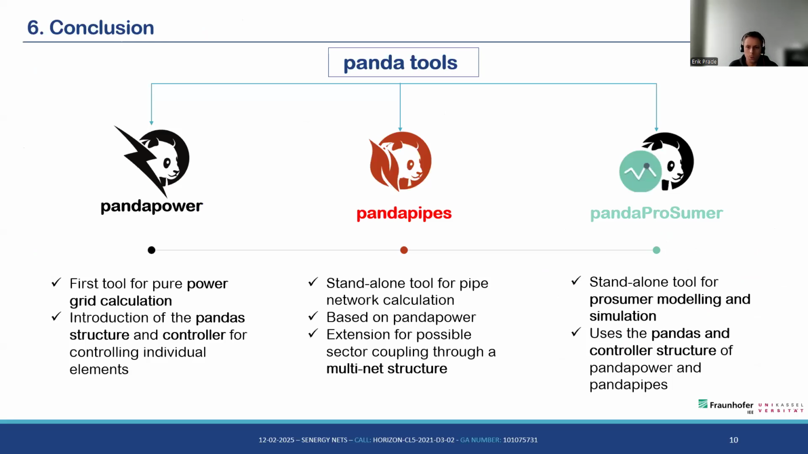So the conclusion, we have these three tools in our Panda family. We have Panda Power for power grid calculations. We have pandapipes for pipe grid calculations, and Panda Prosumer for modeling the prosumer and time series. And Panda Power was the first tool in this family, and pandapipes is based on Panda Power and can be coupled to it. And then Panda Prosumer is the latest addition, which should also enable you to use prosumers to couple the different sectors.